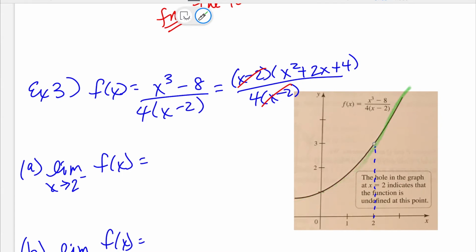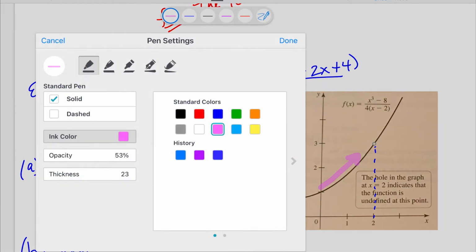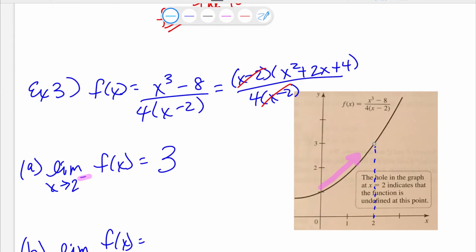this is my graph. But if I'm approaching 2 from the left, I'm approaching 2 from the left, what do I get? 3. What happens here if I approach 2? Let me change my color so you can see the difference. From the right. In this instance, I also get 3. You see that?